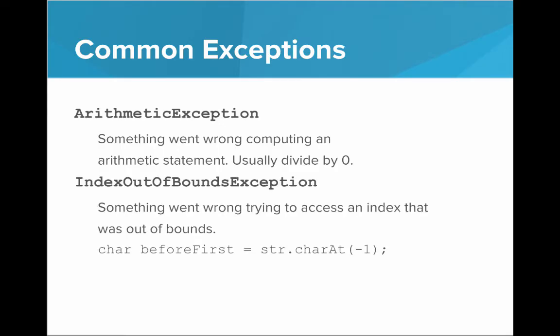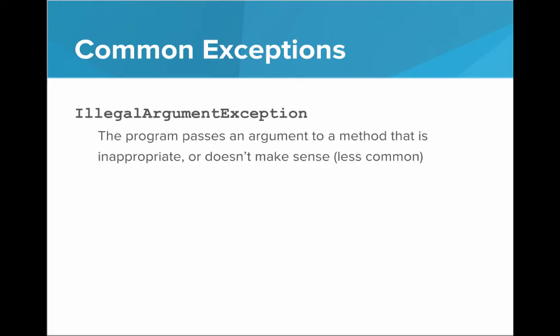Then we have the index out of bounds exception. That means something went wrong when you were trying to access an index that was out of bounds. For example, what if we try to get the -1 index of a string? Well, there's no character at -1, so this would throw an index out of bounds exception.